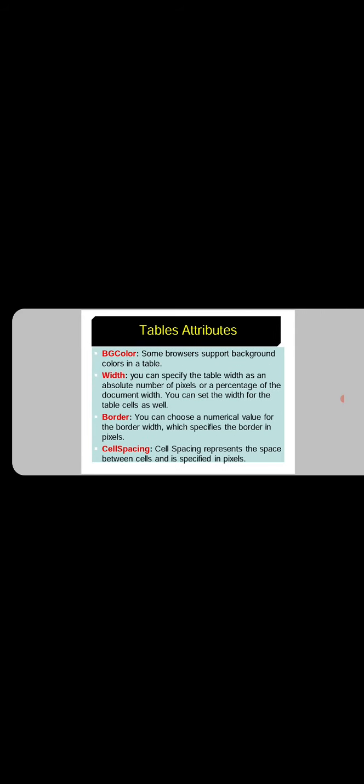Cell spacing means the space between two adjacent cells. Generally, that number is represented in pixels. So what is cell spacing? Cell spacing is nothing but the space in between two adjacent cells in a table, or two columns, the space between two columns in a table.